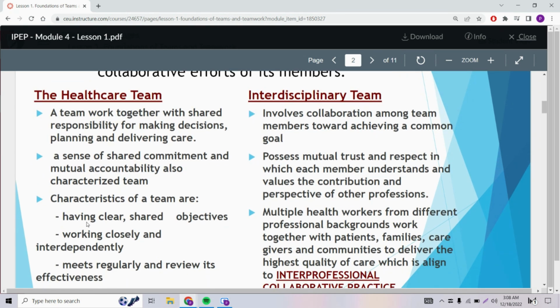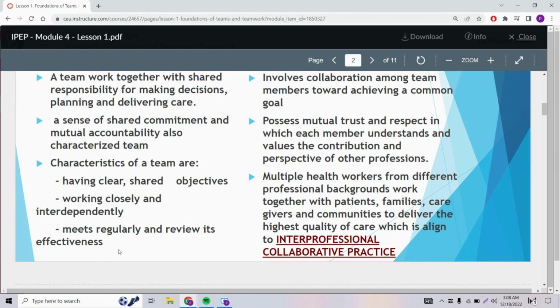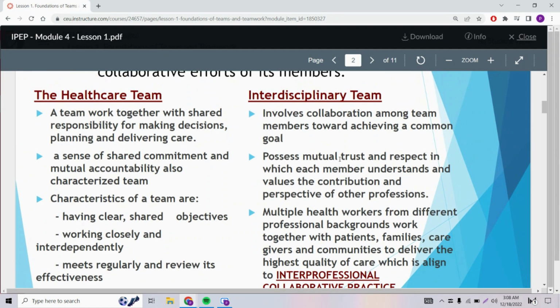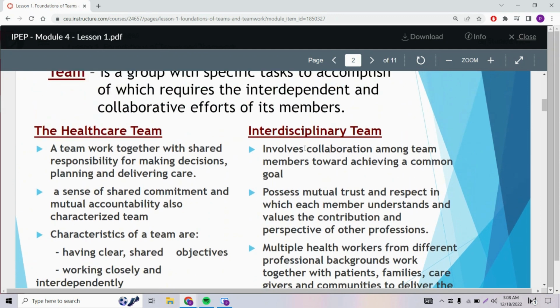Now, your healthcare team, class, would have the following characteristics. They need to have a clear, shared objective, working closely and interdependently, and meet regularly and review its effectiveness. Then the difference, another team, the interdisciplinary. This would involve collaboration among team members towards achieving a common goal.